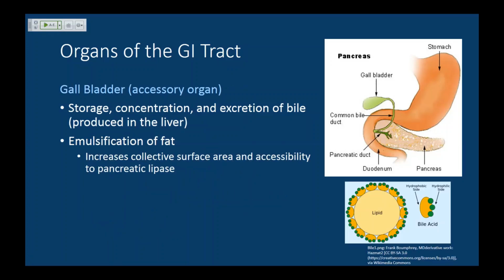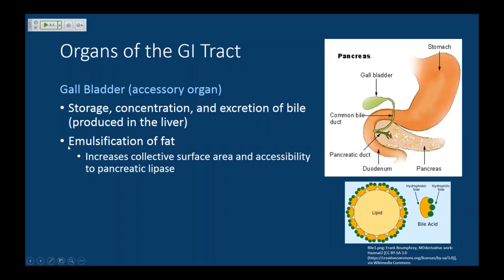The gallbladder also is activated to contract based on the hormone cholecystokinin. It's responsible for the storage and concentration of bile. It does not produce bile. Bile is produced by the liver and simply stored in the gallbladder. That's why if you get your gallbladder removed, you still make bile and you can still digest fats.